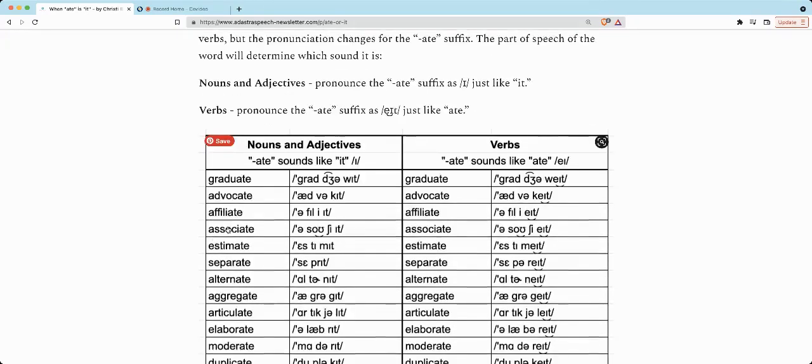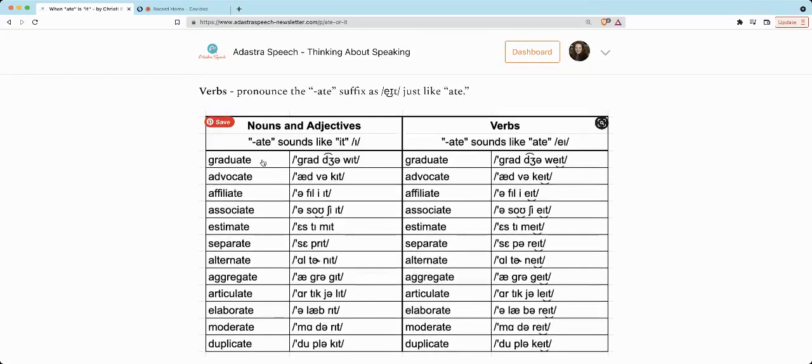So here's a huge list of words that on this side they are nouns or adjectives, and some can be both. And on the right side, they are verbs. So graduate, you can say I am a graduate or a graduate student, making it an adjective. And then graduate, the verb. Advocate, advocate. Affiliate, affiliate. Associate, associate.